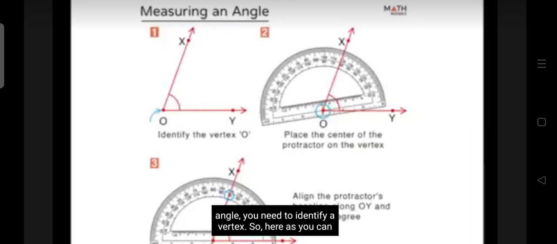When you measure an angle, you need to identify a vertex. So here, as you can see, step one is the vertex is O. And step two for measuring an angle, place the center of the protractor on the vertex. Okay, what's step three? Align the protractor's baseline along OY and note the degree. This is exactly what's taking place.